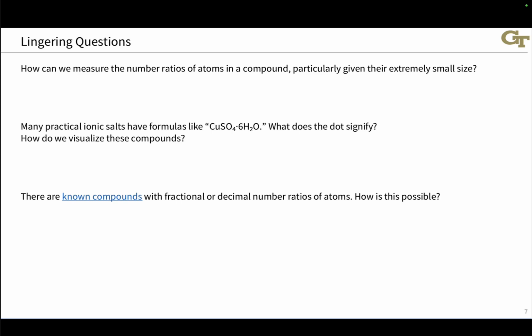Questions like this. The third lingering question is very interesting. There are compounds that contain a fractional or decimal ratio of atoms. How is this possible, given that we can only have discrete numbers of atoms at a time within a compound? And the answer is there's heterogeneity in these compounds when you get down to the submicroscopic level. They don't look the same everywhere, and this leads to fractional or decimal, so-called non-stoichiometric compounds.